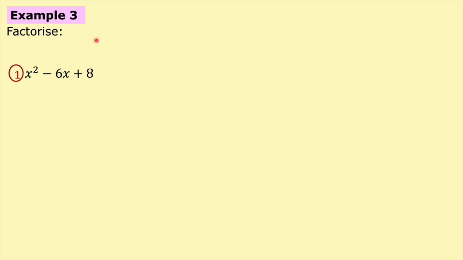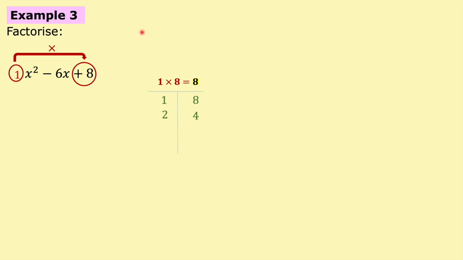So let's multiply the coefficient of x squared, which in this case is 1, times positive 8 to give us 8. And then we're writing down all the factors of 8. So we've got 1 and 8, and we've also got 2 and 4. But we're trying to eventually add together to give negative 6. We can't possibly add two positive numbers to get a negative.